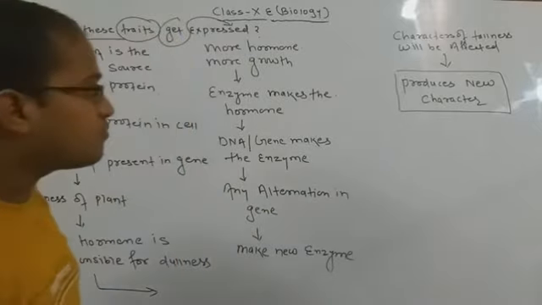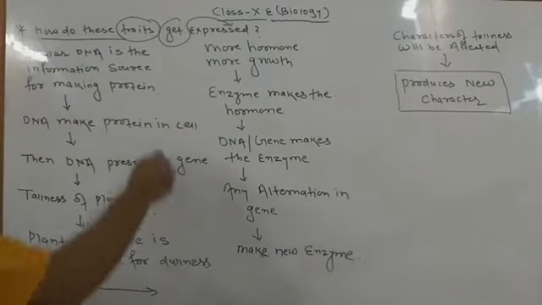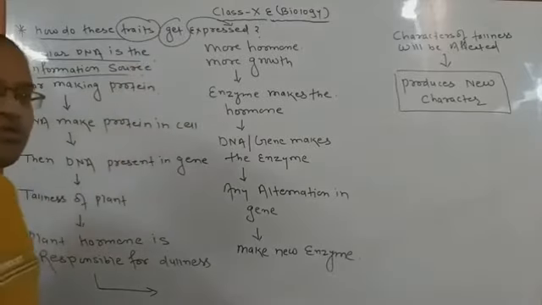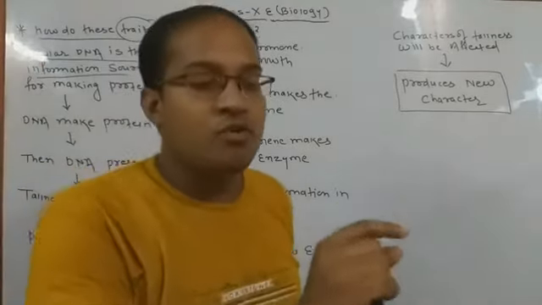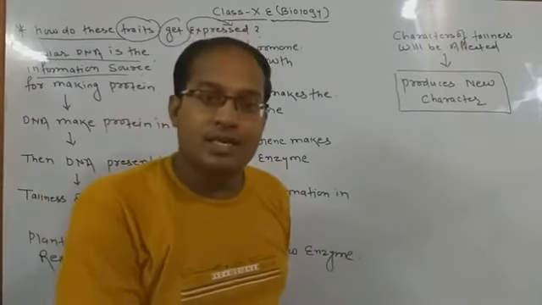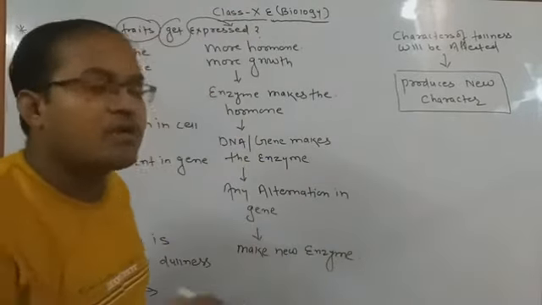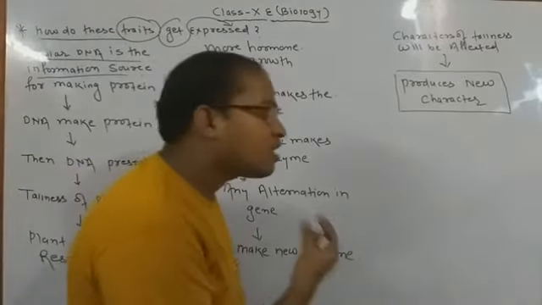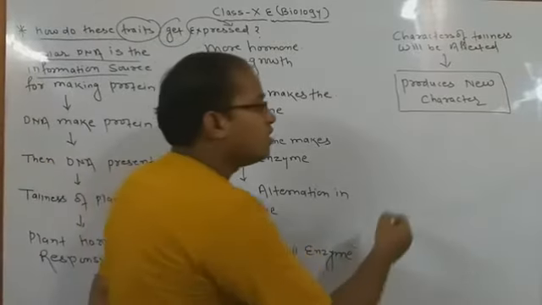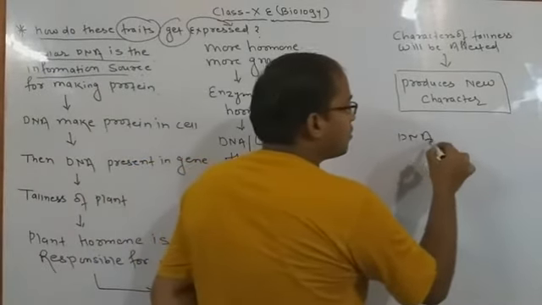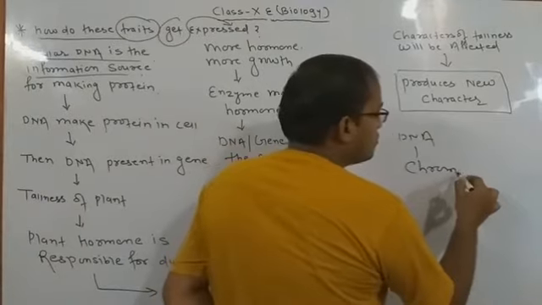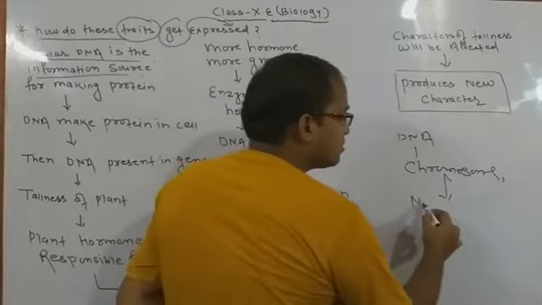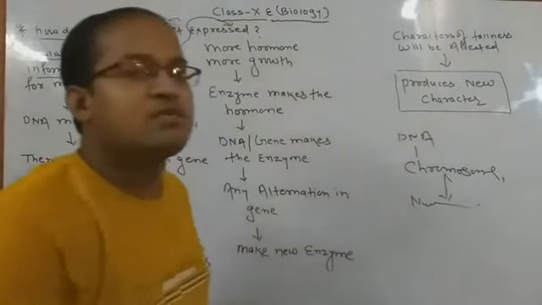We have to start from the first and most important part, that cellular DNA is the information source. As we know, DNA stands for deoxyribonucleic acid. It is the most important part found in our chromosomes. Most of the time the question asks for the exact location of DNA. So DNA is found in chromosomes, and chromosomes are found in the nucleus, and the nucleus is present in the cells.